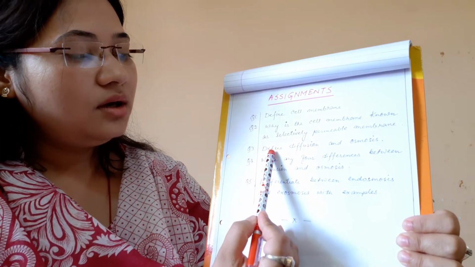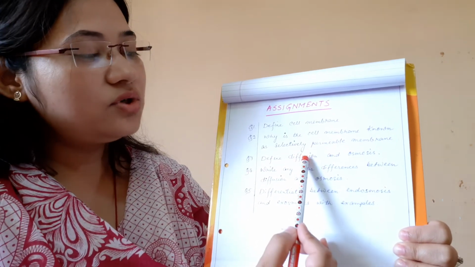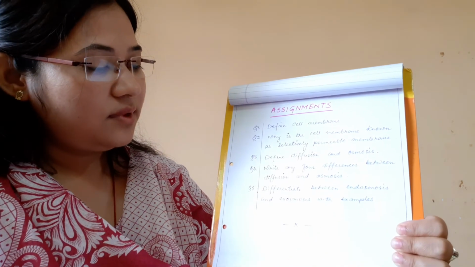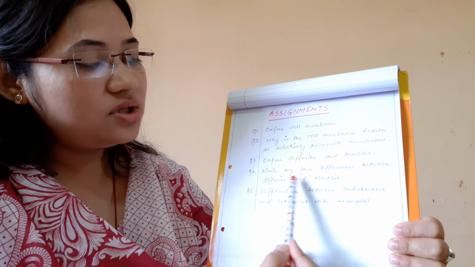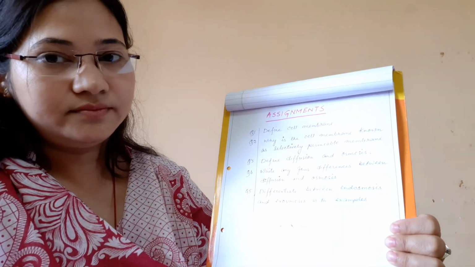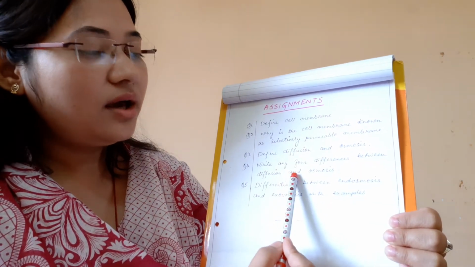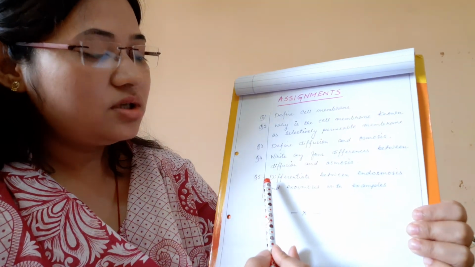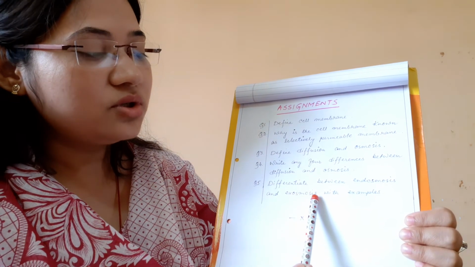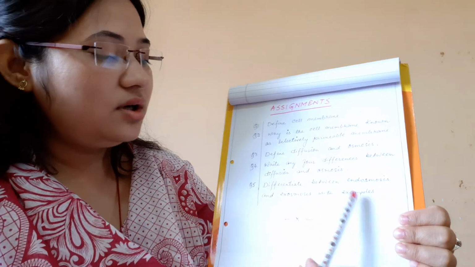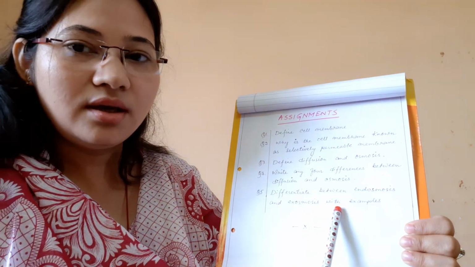Question number 3. Define diffusion and osmosis. Question number 4. Write any 4 differences between diffusion and osmosis. Question number 5. Differentiate between endosmosis and exosmosis with examples.